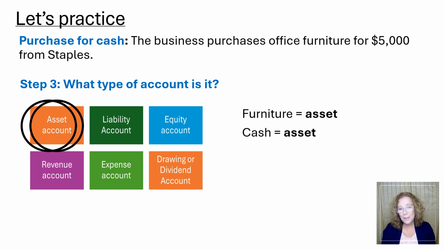That already brings us to step 3, where we need to decide what type of account categories the accounts that we identified in step 2 fit into. We can choose from asset, liability, equity, revenue, expense, or drawing or dividend account. So what do you think? What type of accounts are impacted by the transaction in this example?